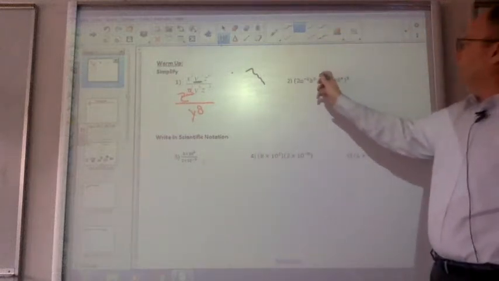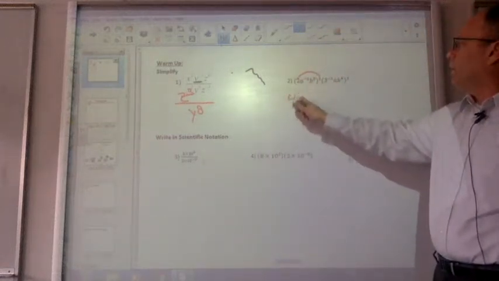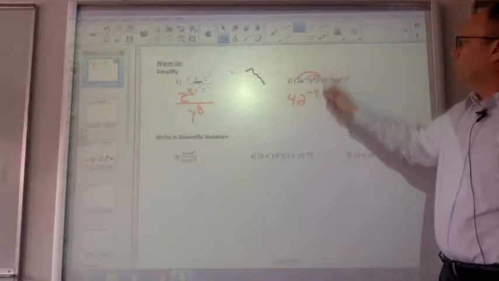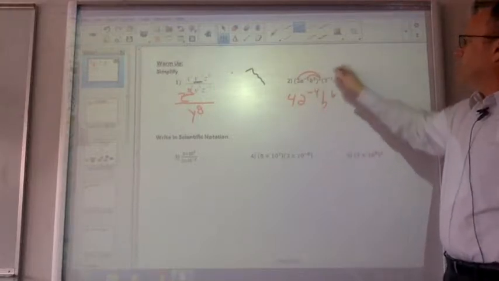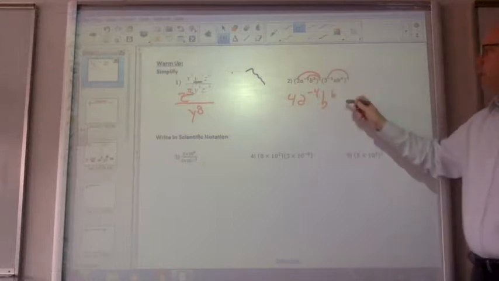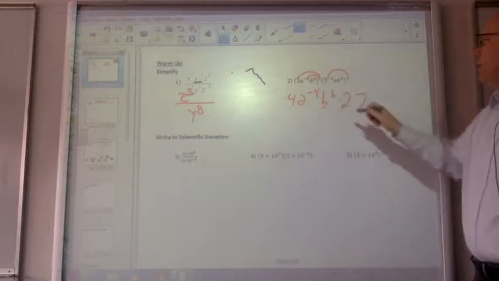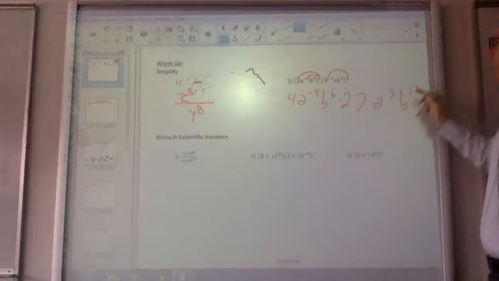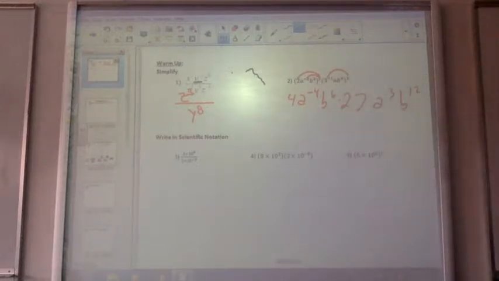Okay, this one, let's see. That comes here, so that gives me 4. Comes here, that gives me a to the negative 4. Comes there, that's b to the 6. If I go there, that gives me 3 times 3 times 3, which is 27. And then a to the 3rd, b to the 12th. Then I go. What's that?